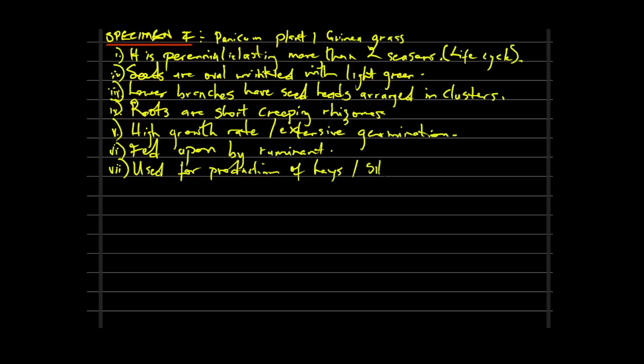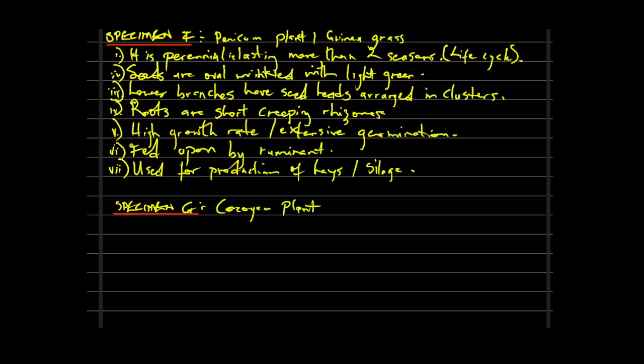And silage. So those are the functions of specimen F. The next specimen we'll be talking about now, specimen G, is the cocoyam plant. So what is this particular specimen and what is its function or purpose?